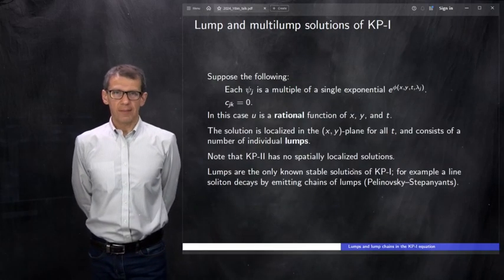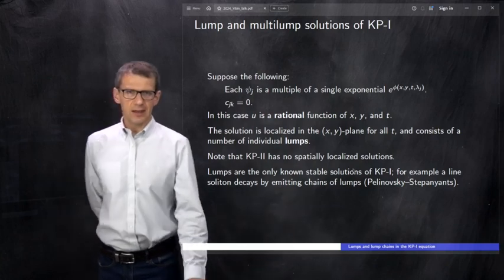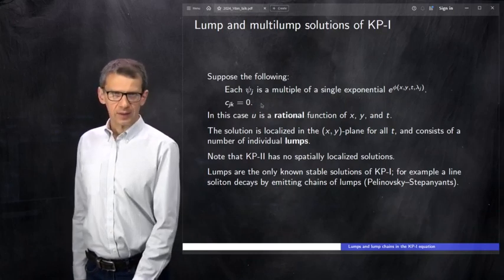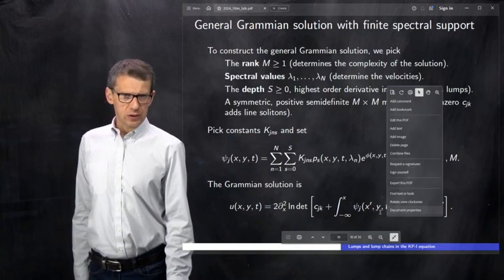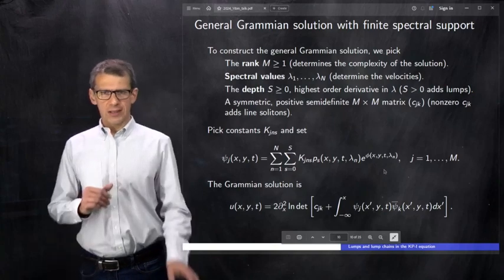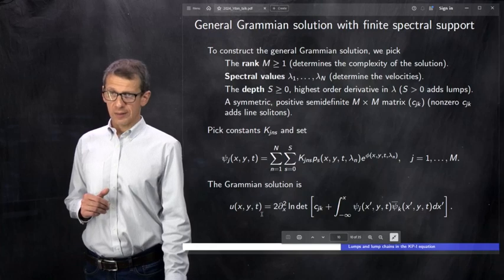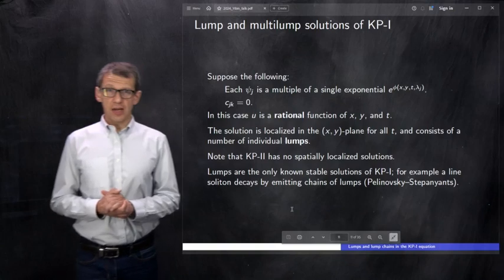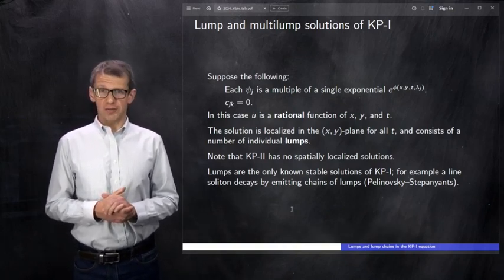Okay, so the first thing I want to do is construct what are called lump solutions of KP1. So in this case, each function psi is a multiple of just a single exponential, and my matrix C_jk is just equal to 0. And so if you figure out what happens to this formula, if this matrix is 0 and all these functions psi have the same exponential, you'll see that in fact there's a common exponential term that factors out of the determinant, and so that is killed by the second logarithmic derivative. So for the case that I described, the tau function is actually a polynomial in x, y, and t, and u is a rational function of x, y, and t.